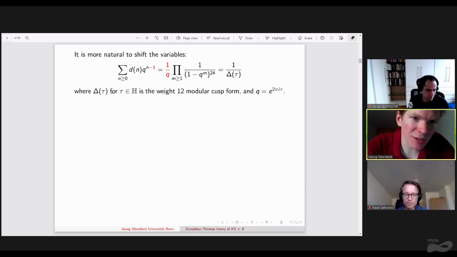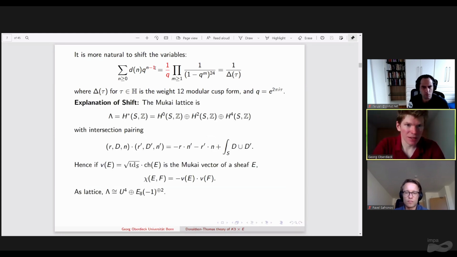From a geometric perspective you can ask, why do you do this? Why do you have to shift by this -1? Where is it coming from geometrically? Let me explain this, and for that I have to introduce the K3 lattice, which will also play a role later. So, where is the shift coming from? This comes from what is called the Mukai lattice.